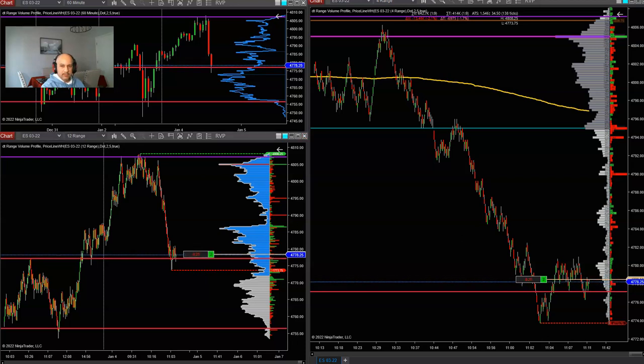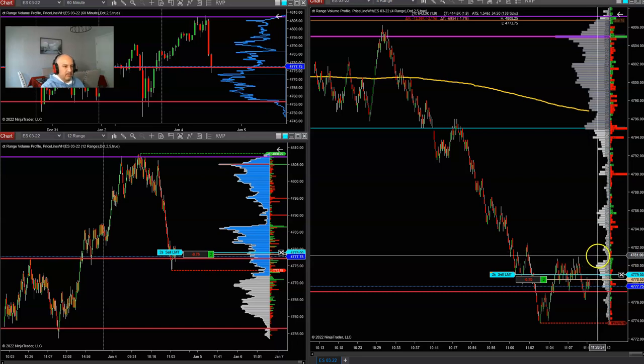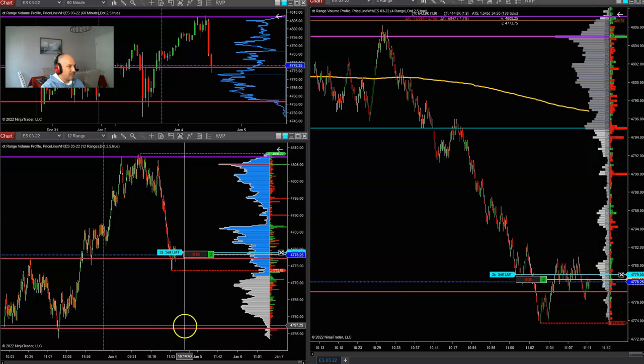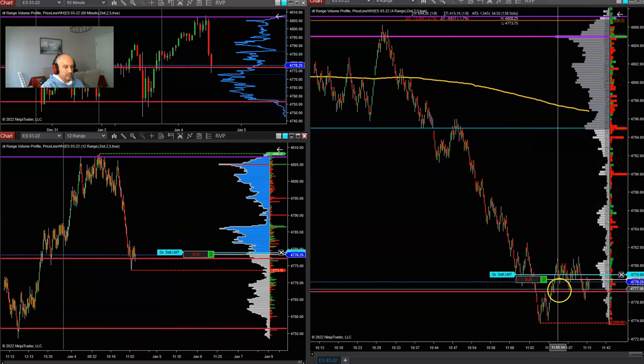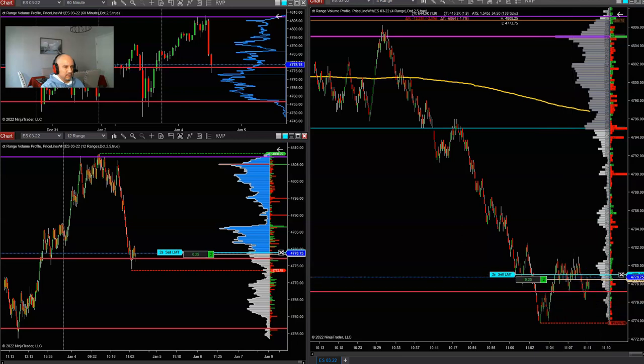Going long. Stop it real quick and then wait for the break. Just gonna scalp real quick and then wait for the break to the upside. Come on, hit it.